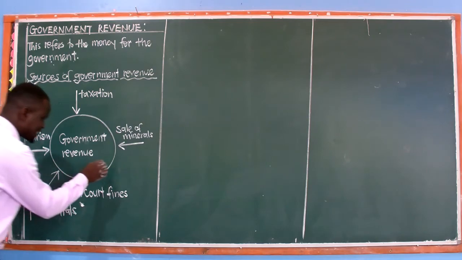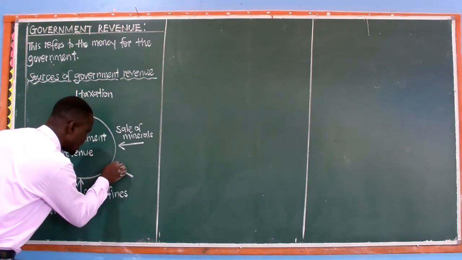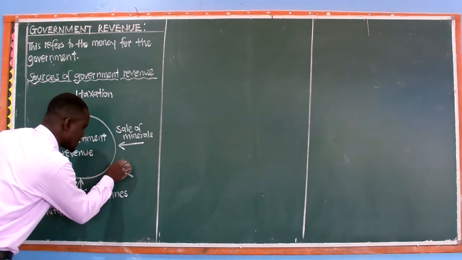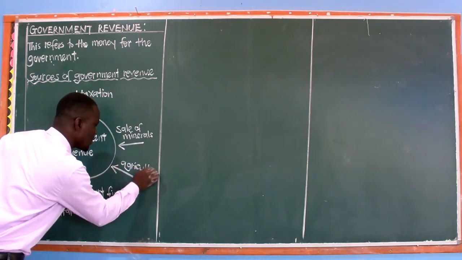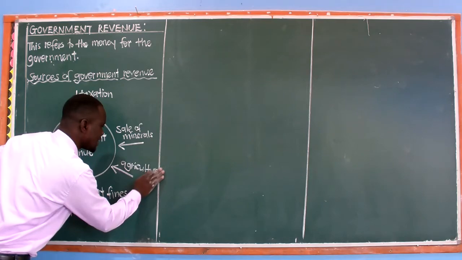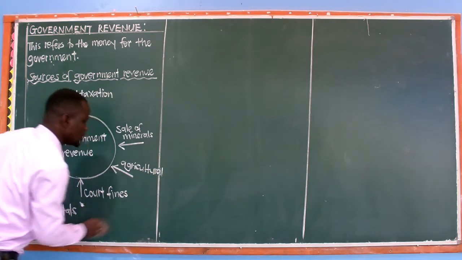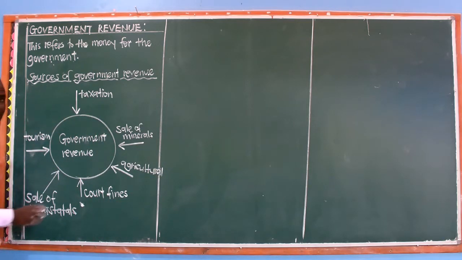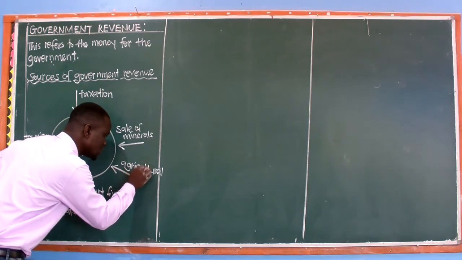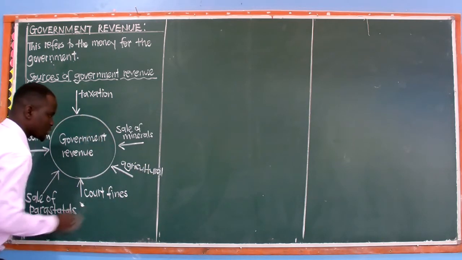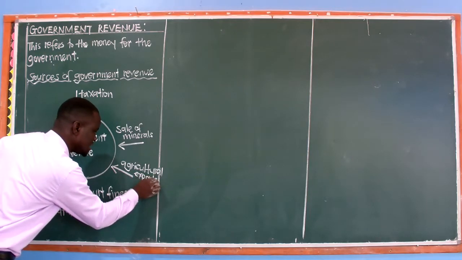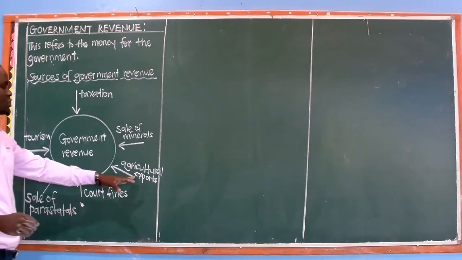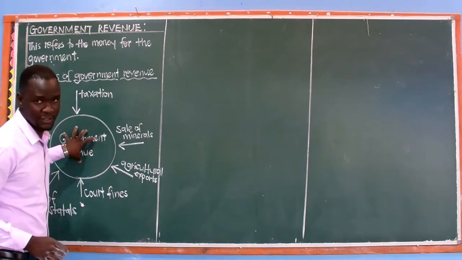Then we have sale of agricultural exports. Remember when we were looking at Uganda, we said Uganda is an agricultural country, which means Uganda grows crops, and these crops can be exported, and these exports bring money for the government.